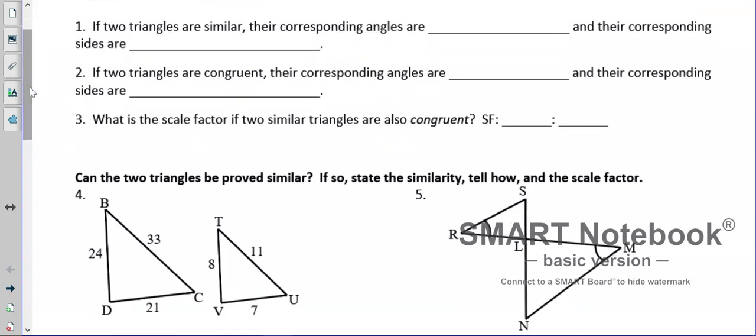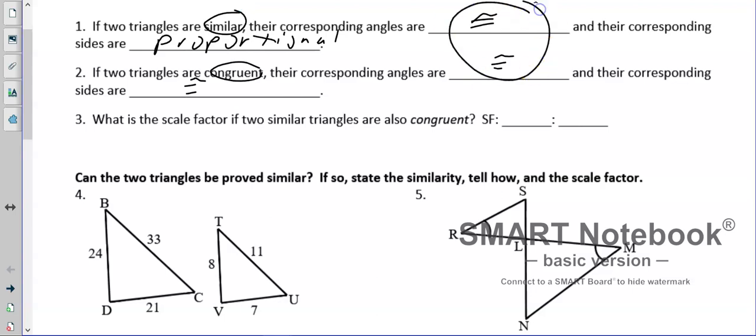So if two triangles are similar, the corresponding angles are congruent. We can write the word congruent or just use a symbol. And their corresponding sides are proportional, which is why it's really important to be able to set up those fractions and do the math. If two triangles are congruent, then the corresponding angles are congruent and their sides are congruent. So that's the difference between congruent and similar, right?